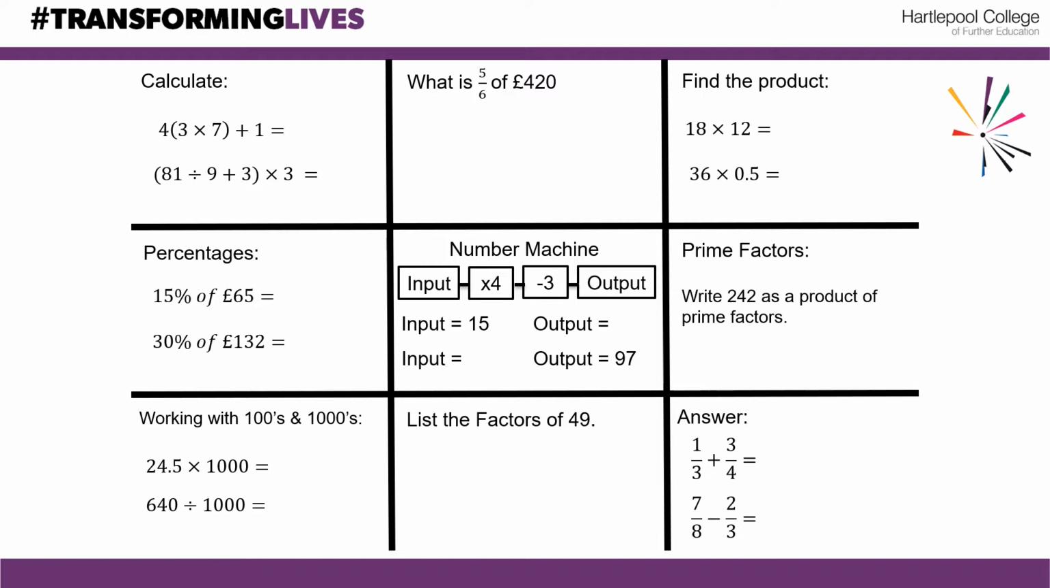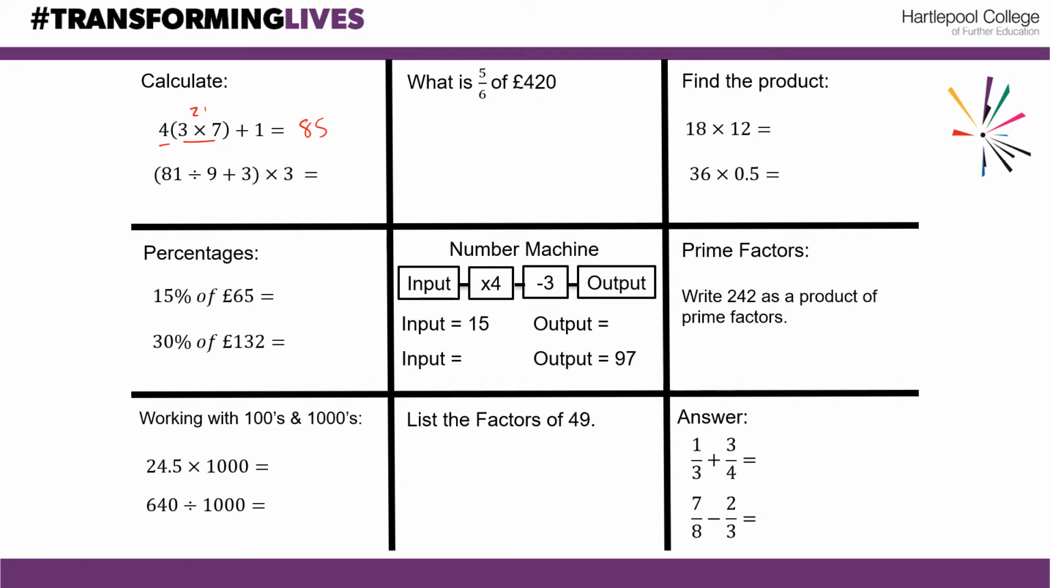Right, so looking at the first one, it's all about BIDMAS. So remember, brackets, then index, then division, multiplication, addition, subtraction, in that order. We start with the brackets, and within the brackets there is a multiplication. So 3 times 7 is 21. Multiply that by the 4 on the outside of the brackets. 4 times 21 is 84. Add the 1, total of 85.